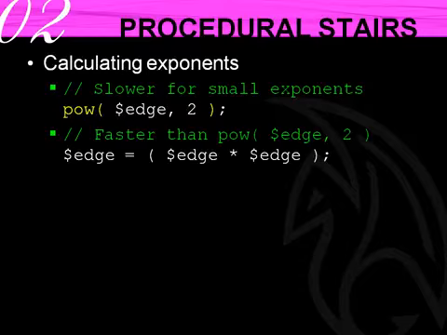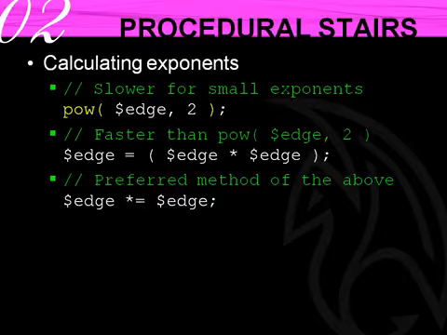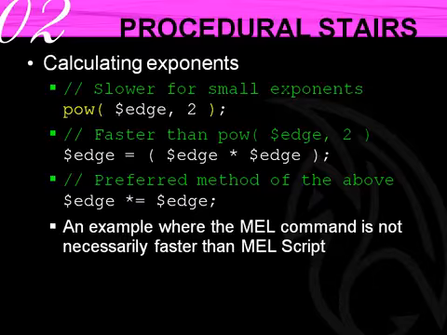If we wanted to the power of 3, we could do edge times edge times edge. Now this is the preferred method for those who want to condense their code a little bit. You can just do edge times equals edge. It's going to multiply edge by itself and then return the value to itself. So this is essentially a lot faster than actually using the pow command. So this is a rare case where using the actual MEL script is faster than a MEL command. And as I mentioned before, if you ever have a choice between a command and a script, you should always go for the command.